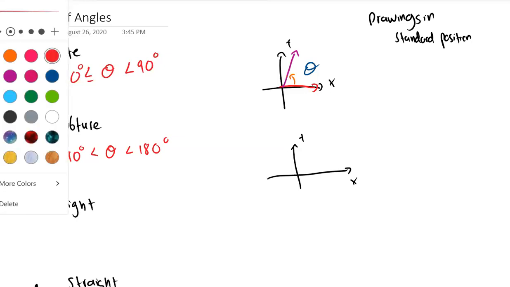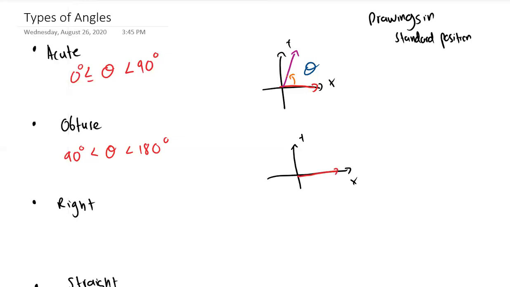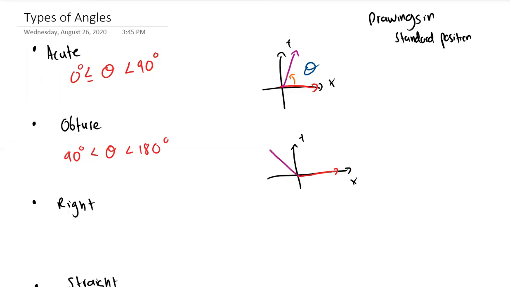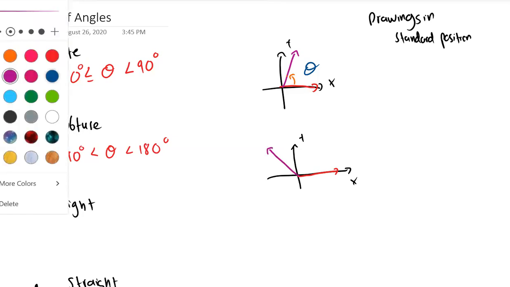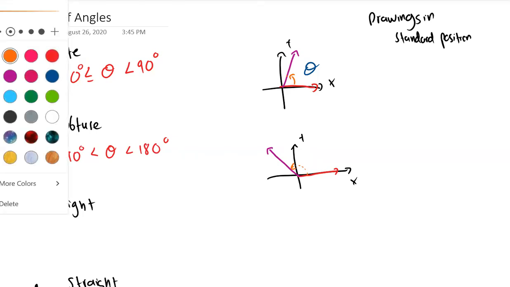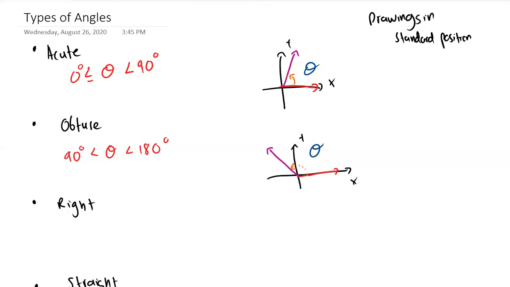So I draw my initial side on the positive x-axis. I want it to be bigger than 90, so I want to go past the vertical y-axis, but I don't want to go as far as to reach the negative x-axis. So we could do something like this. And then this angle here, I don't know what it is, but for sure it's obtuse. It's between 90 and 180.